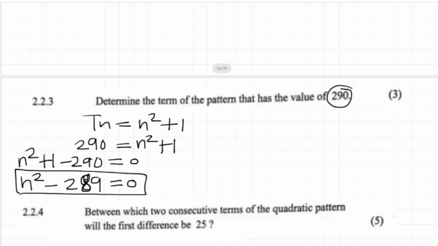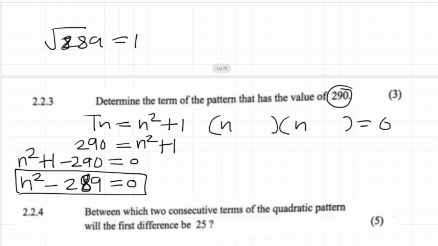So this is a difference of squares, so I'm going to open two brackets just like this, which is equal to 0. We'll put n down, and we're going to look for the square root of 289, which is equal to 17, and we'll put it here and here. This is a difference of squares, so negative and positive.